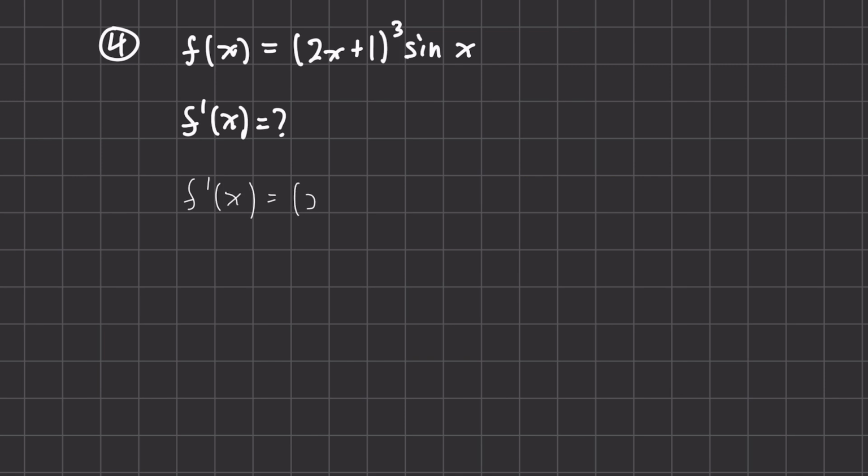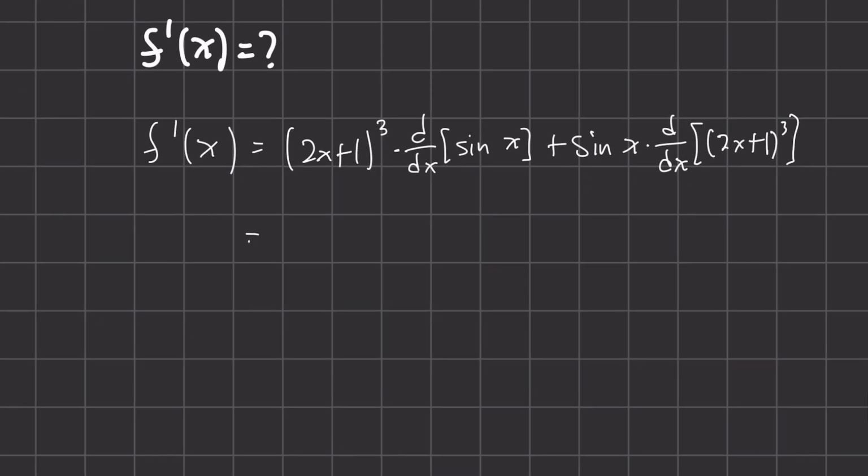And so it's just going to be the first function times the derivative of the second, plus our second function times the derivative of the first, which is (2x plus 1) all cubed. Okay. And so let's just compute the derivatives. It's going to be (2x plus 1) cubed times the derivative of sine of x, well, that is just cosine x, plus sine of x.